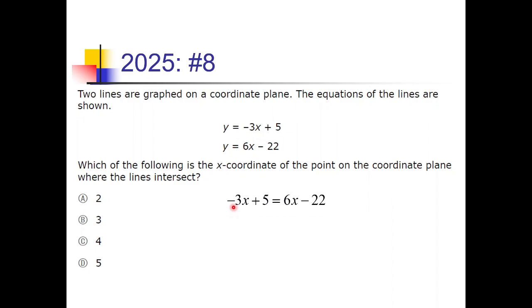And then I'll have negative 3x plus 5 equals 6x minus 22. Since I just have x's now, I can just solve for x, and that's the coordinate we wanted anyway. So if I subtract 6x from both sides, that'll be a negative 9x on the left side. And then if I subtract 5, that'll give me a negative 27 over on the right. Dividing both sides by negative 9, we end up with x equals 3.